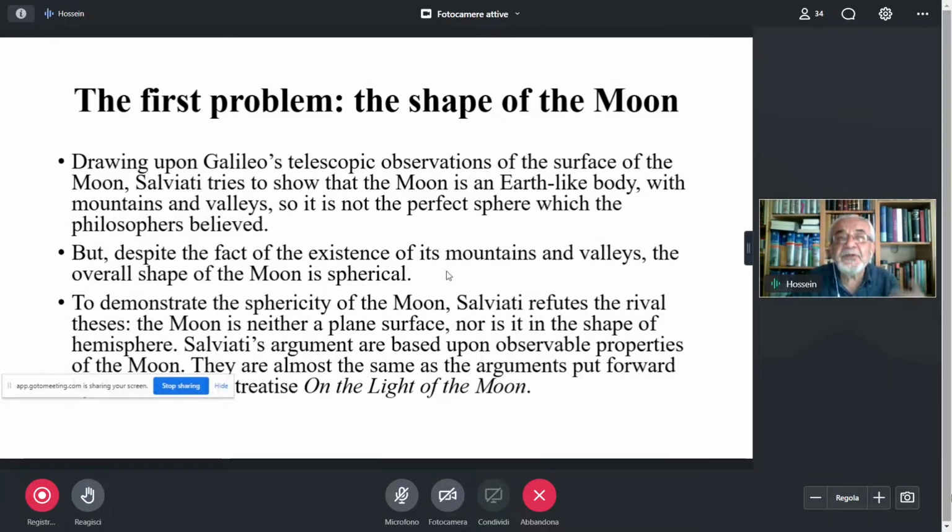But Simplicio accepted this idea by purely philosophical arguments, whereas Galileo chose to demonstrate the sphericity of the moon by observable phenomena. And there is a very close similarity between this part of Galileo's book and the part dedicated to the problem of the shape of the moon in Ibn al-Haytham's treatise on the light of the moon.